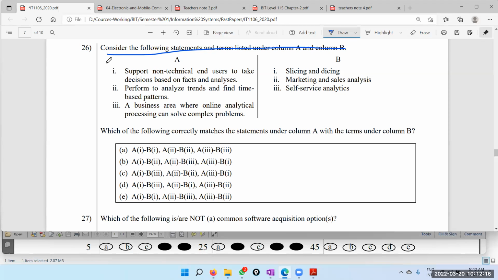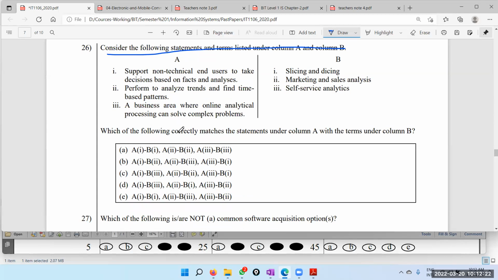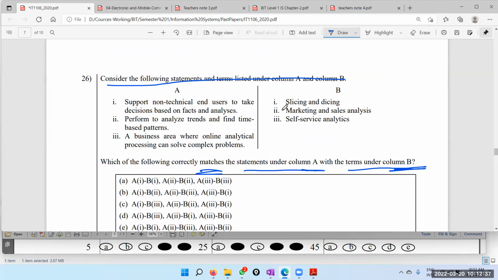Consider the following statements and terms listed under column A and column B. Which of the following correctly matches the statements under column A with the terms under column B? So we have to match them. Look at these: slicing and dicing, we discussed that under data mining; marketing and sales analysis; self-service analysis and analytics. Support non-technical users to take decisions based on fact and analysis. It looks more like self-service analysis.